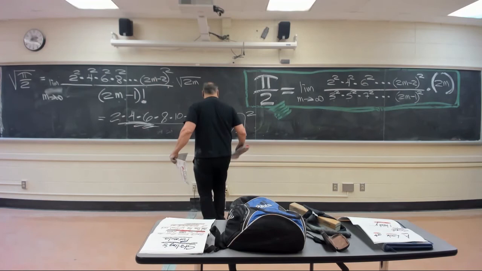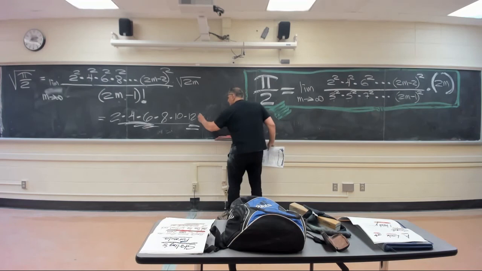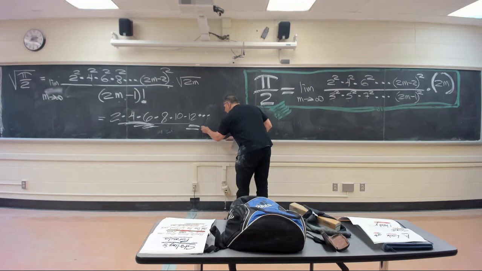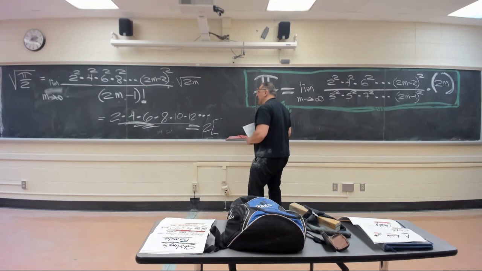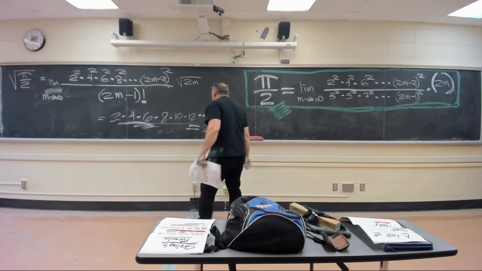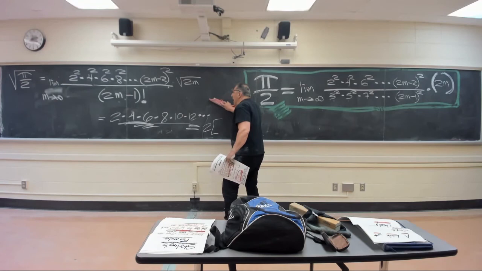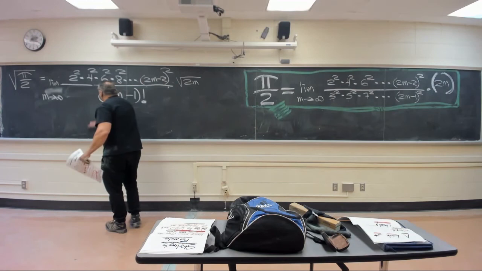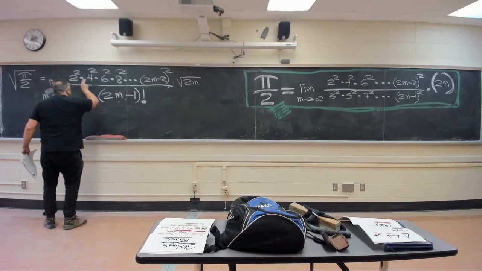What is true is this. Factor a 2 out of here. Well, there's more to it than meets the eye, I guess. I'm going to have to factor a 2 out of each one of these. And there's 2m minus 2 of those occurring. What does that mean? 2 times 1. 2 times 1 is 2. 2 times 2 is 4.